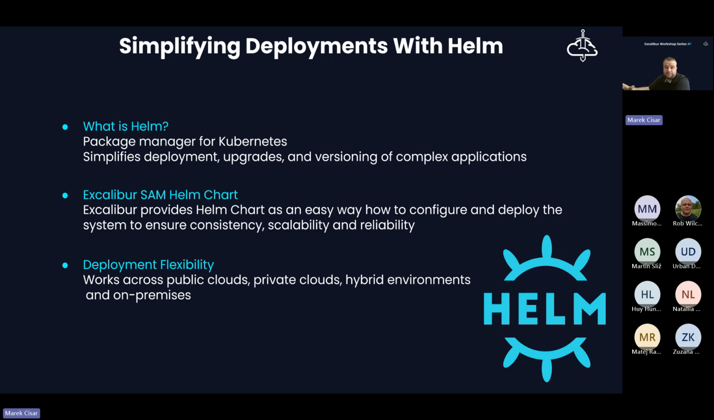The Excalibur SAM Helm chart includes all the necessary objects and their configuration, such as, for example, microservices, stateful sets, deployments, horizontal pod autoscalers, network policies, and so on and so forth. Also, if there is any problem during, for example, the upgrade, you can easily revert to the previous version of Excalibur SAM. So it is quite a useful tool to manage and keep your Excalibur SAM environment working.